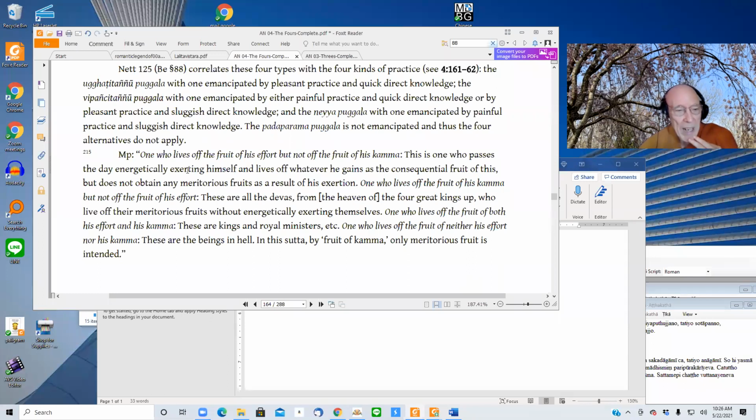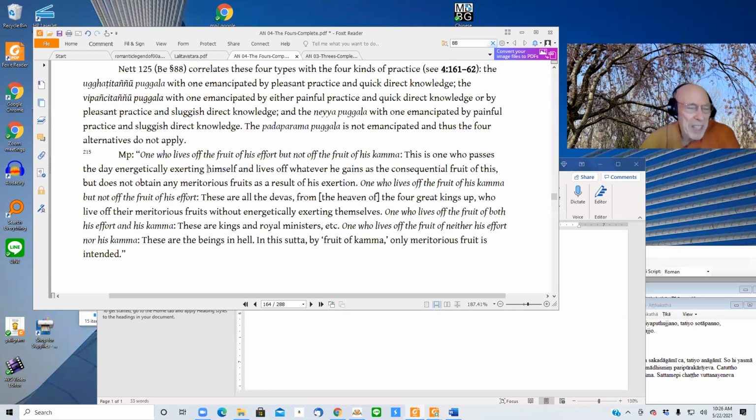Okay, so this is one who passes the day energetically exerting himself and lives off whatever he gains as the fruit of this, the fruit of the effort. It says, but he does not obtain any meritorious fruits as a result of his exertion. That I don't agree with. The way I understand it, this is a person who gains good results of his effort, but those results are not coming about through the fruition of past merits.